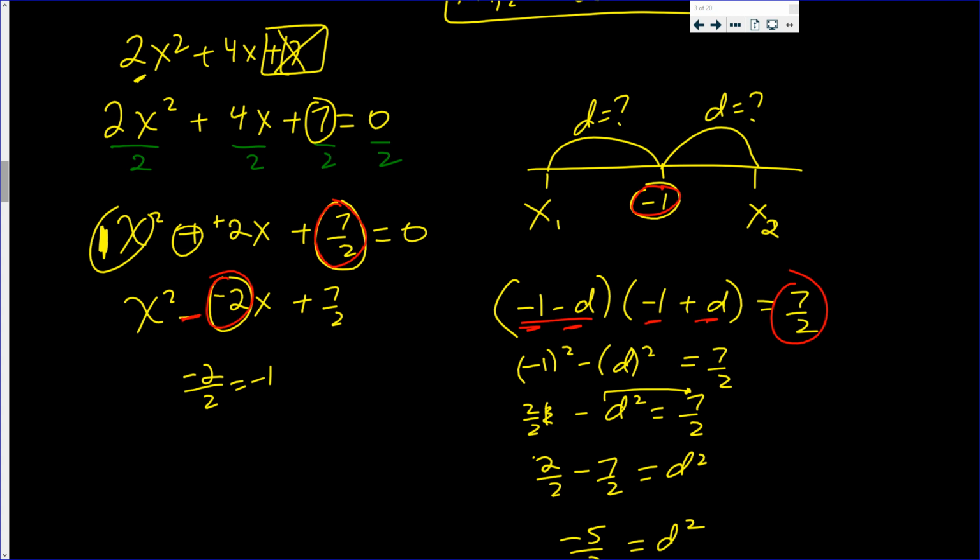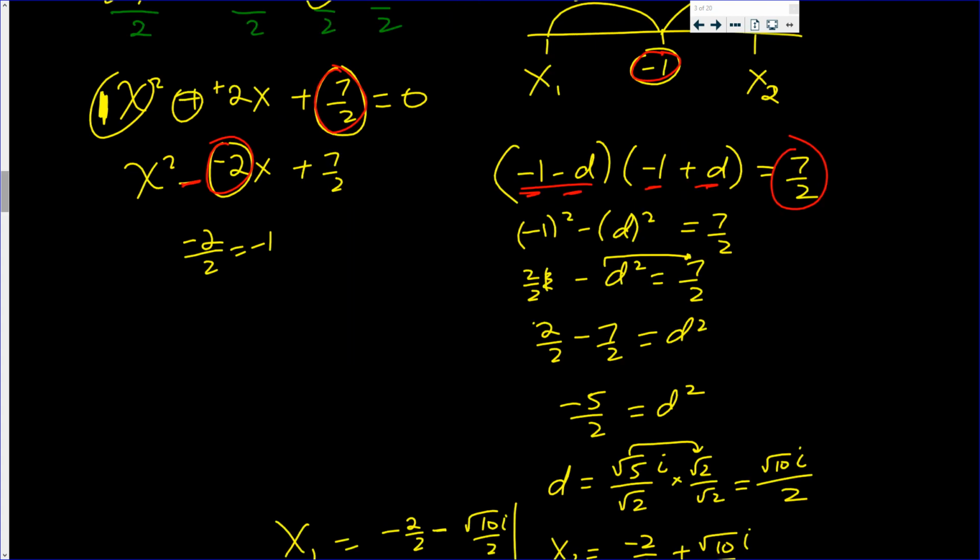I multiplied this by that, and I got this. And I still set it equal to 7 over 2.